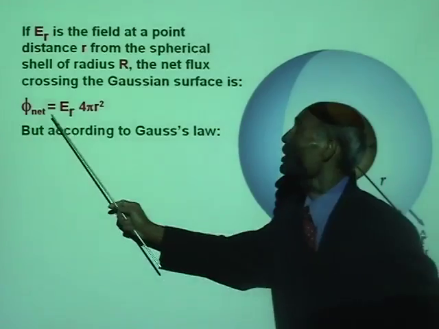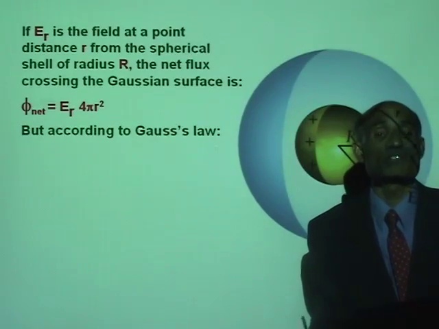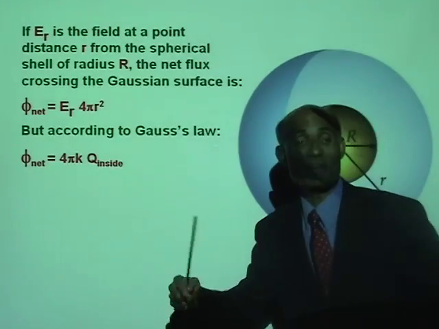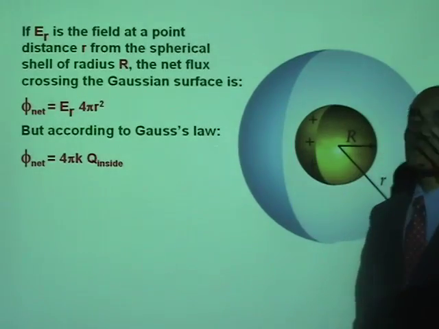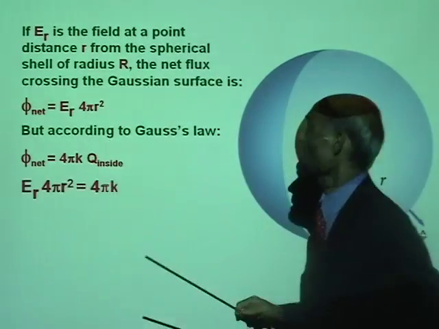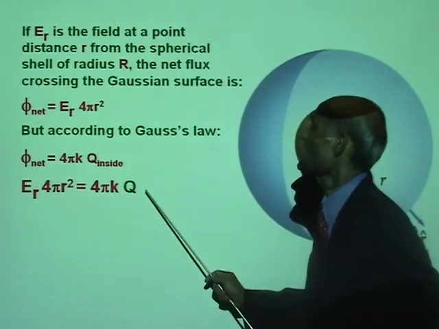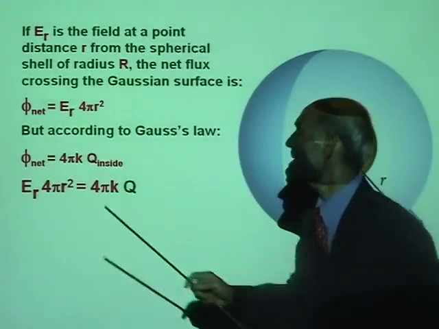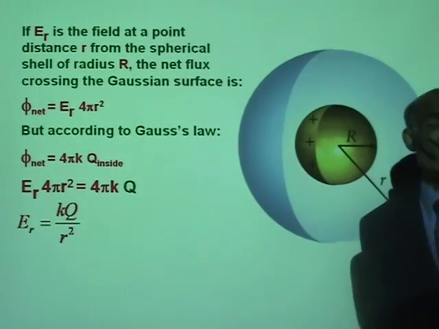But according to Gauss's law, phi net must be equal to what? The net flux must be equal to 4 pi k times q inside, or q inside divided by epsilon naught. I've chosen this. Phi net equal to 4 pi k q inside. But phi net in this case is E times 4 pi r squared. So E times 4 pi r squared is 4 pi k q. You can see 4 pi and 4 pi will cancel. Therefore, what is E equal to? E equal to kq over r squared.